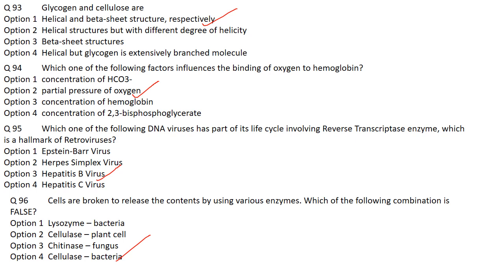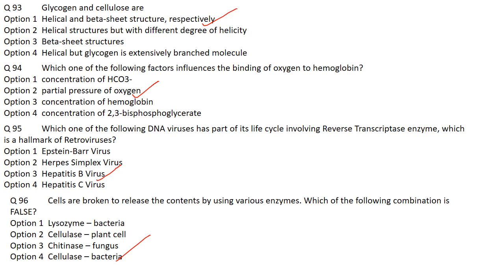So it is helical and beta sheet structure respectively. This was also asked for DBT 2013. I have explained it over there, so you can go through that. Answer is option 1. Then which one of the following factors influences the binding of oxygen to hemoglobin?